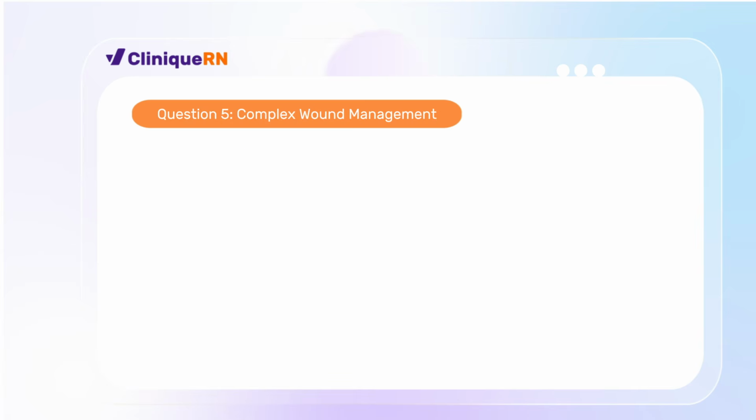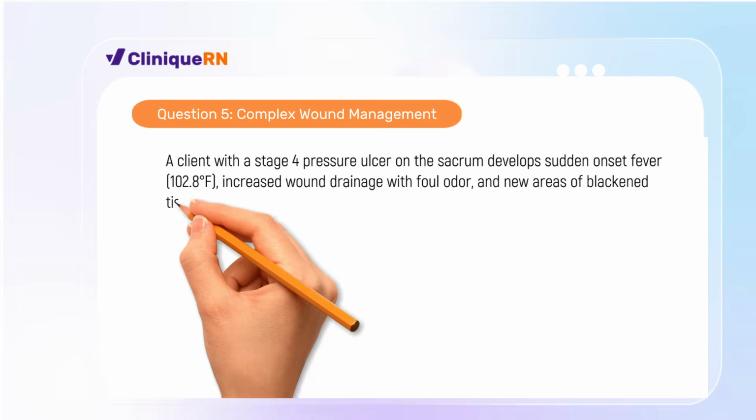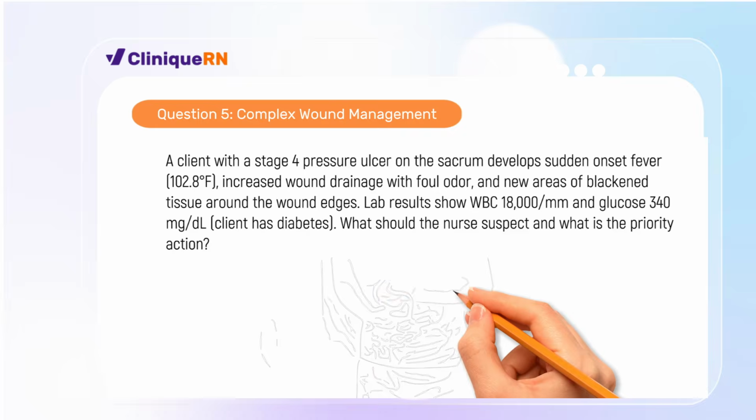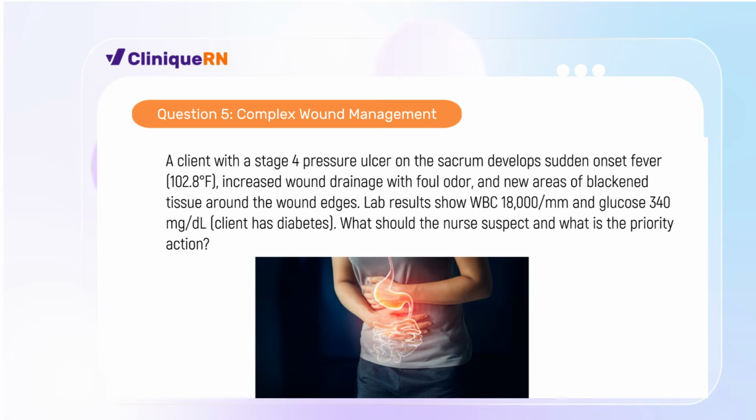Question 5. Complex wound management. A client with a stage 4 pressure ulcer on the sacrum develops a sudden onset of fever, 102.8 degrees Fahrenheit. Increased wound drainage with foul odor, and new areas of blackened tissue around the wound edges. Lab results show white blood cell 18,000 per cubic millimeter and glucose 340 milligrams per deciliter. Client has diabetes. What should the nurse suspect, and what is the priority action?